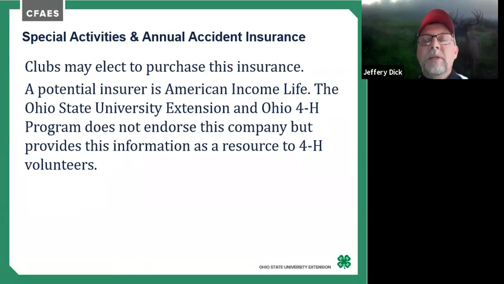Please, again, communicate well with your OSU Extension professional, because some counties choose to purchase this annual insurance policy through the 4-H advisory committee or through their office. And so with that, there's already coverage for your club members and possibly you, the volunteers, as well. And one possible insurer, as you can see there, is American Income Life, and that is who we usually use, but there are other options out there as well.